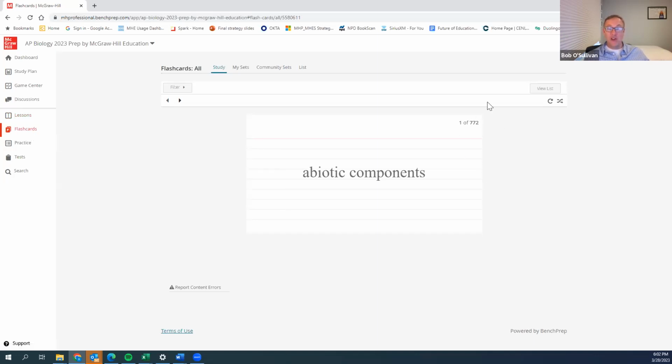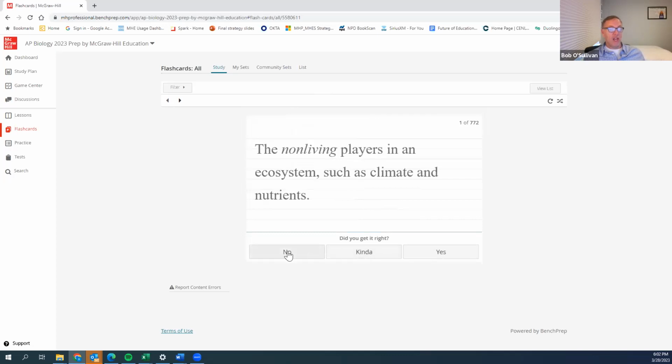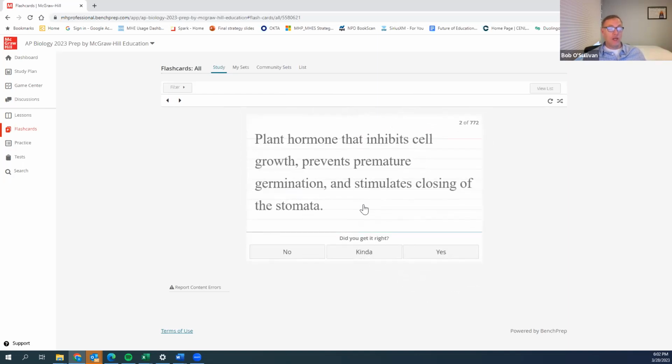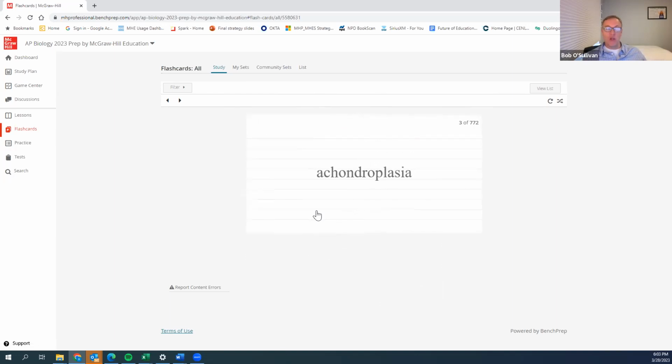The flashcards, I think, are the best part about these. You've got 772 AP biology flashcards in here. I think that might be a record. That might be the most of any subject. So again, if you're on the go, on the bus, anywhere, you just quickly, one click, you can get the definition. Did you get it right? No, kinda, or yes. You grade yourself. If it's a yes, you probably won't see it again. If you grade no or kinda, it's going to come back. Next time you come on, you'll see this again.